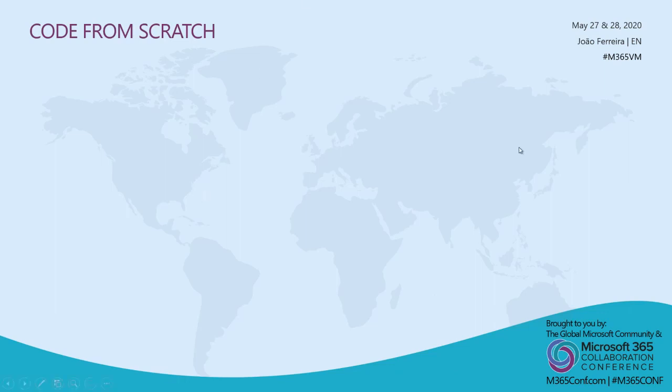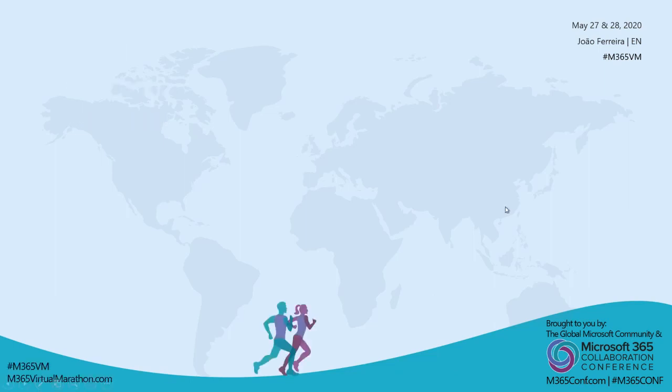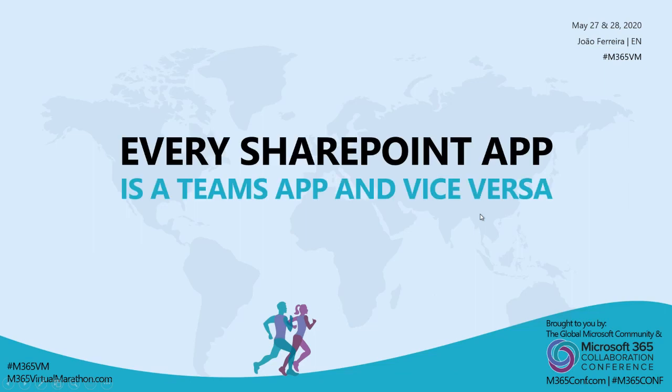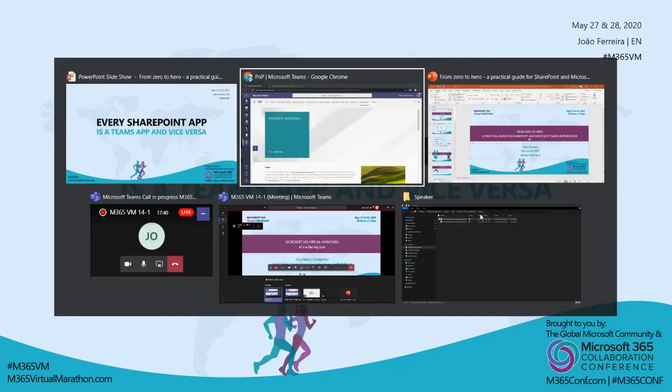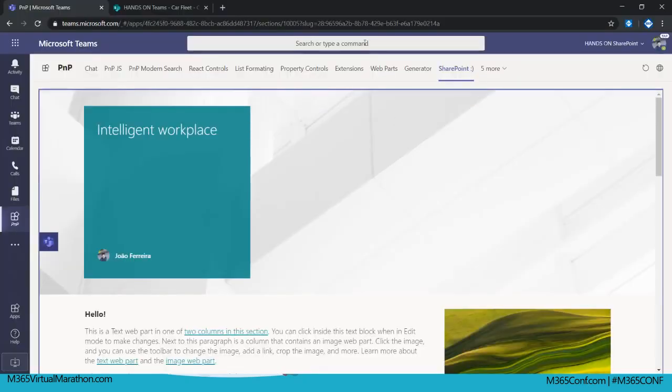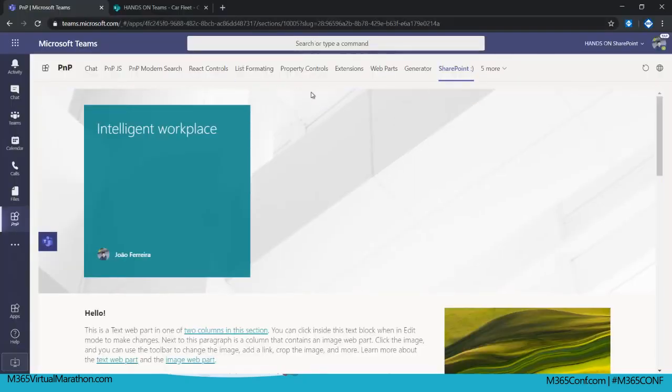All right, code from scratch. On Code from Scratch, we have SharePoint web parts and Microsoft Teams apps, and those apps can be used, SharePoint apps can be used on Teams, and Teams apps can be used on SharePoint, as we will see. I will not cover the development process. I would love to show you how the two projects look, but the code is not on this machine, but I can show you how things look when installed.